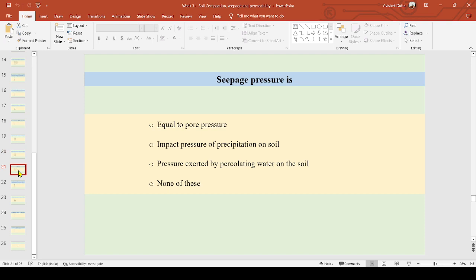Seepage pressure is, options are, equal to pore pressure, impact pressure of precipitation on soil, pressure exerted by percolating water on the soil, or none of these. Seepage pressure is equal to pore pressure, impact pressure of precipitation on soil, pressure exerted by percolating water on soil, or none of these. Which line fits as a definition of seepage pressure?